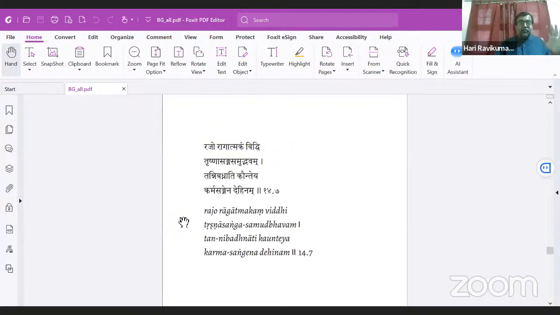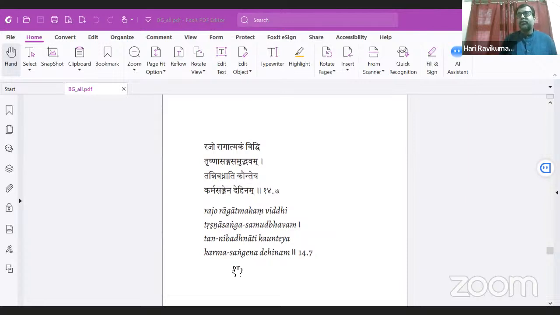Rajo ragatmakam vidhi trishna sanga samudbhavam tan nibadhnati kaunteya karma sangena dehinam. Rajas, marked by passion, is the source of thirst and anxiety. It binds one to activity. So, Kaunteya, son of Kunti, Trishna Sanga Samudbhavam, Rajaha Ragatmakam Vidhi.